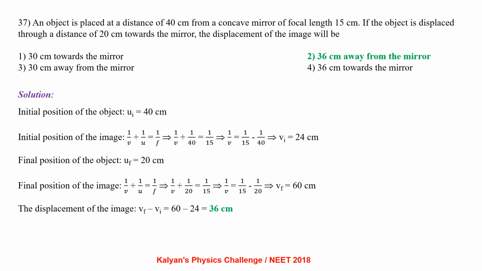For the initial position of the image, we apply the mirror formula 1/v + 1/u = 1/f. For a concave mirror, all the physical quantities are negative. So we get v initial equal to 24 centimeter.